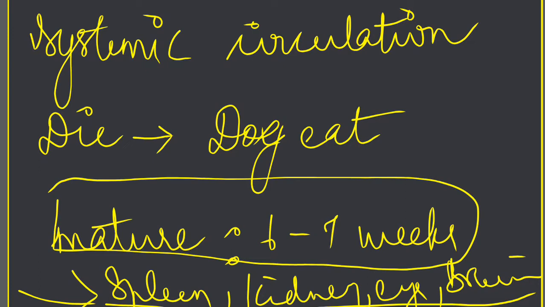When the infected sheep or cattle dies, dogs feed on it and get the larva, and then the adult worm grows and matures in 6 to 7 weeks. In 6 to 7 weeks the larva matures into adult worms. Then it will be present in the small intestine of the dogs, and again the cycle repeats.